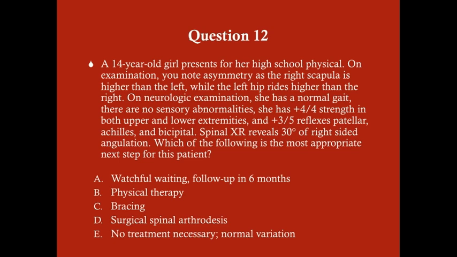Which of the following is the most appropriate next step for this patient? A. Watchful waiting, follow up in 6 months. B. Physical therapy. C. Bracing. D. Surgical spinal arthrodesis. Or E. No treatment necessary, normal variation.